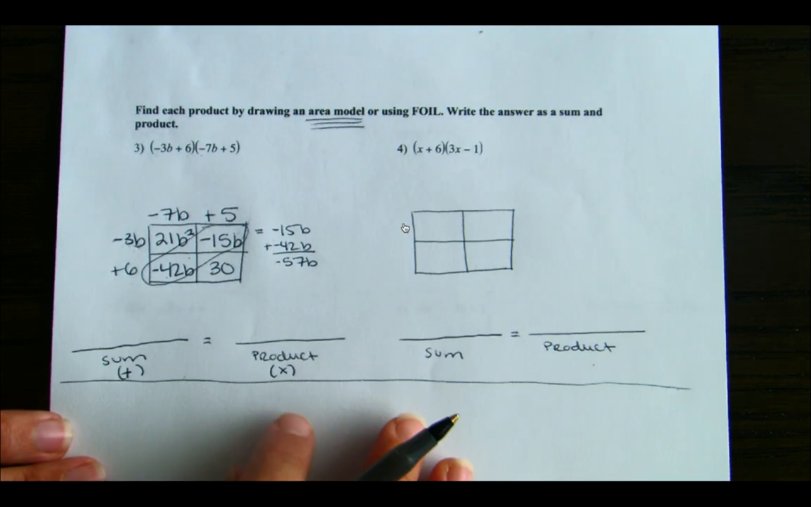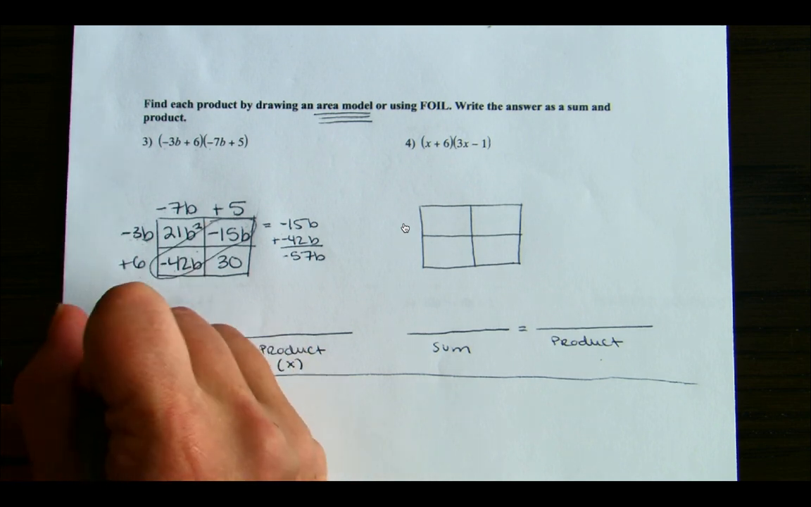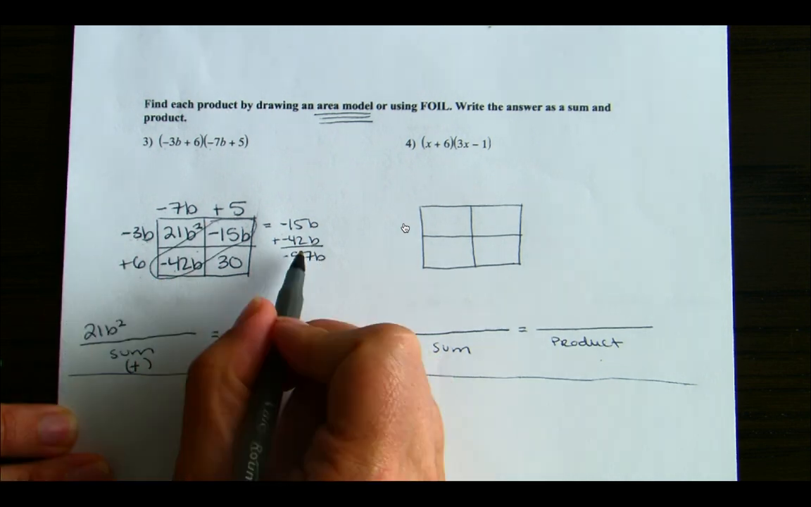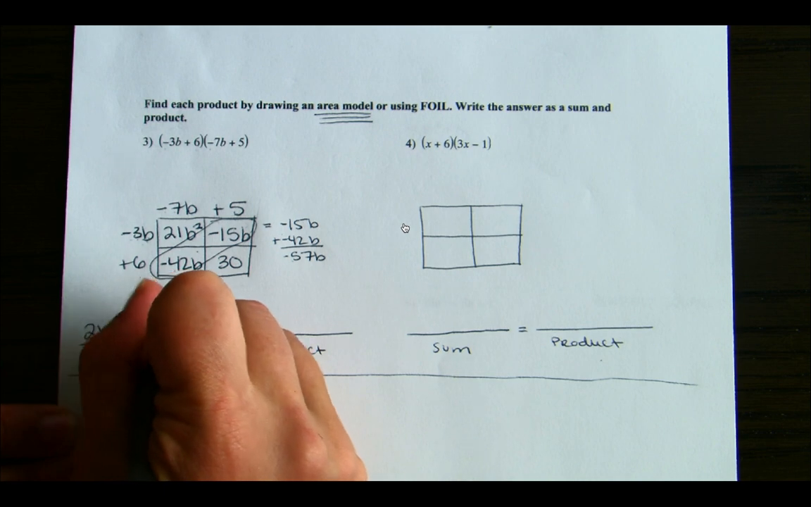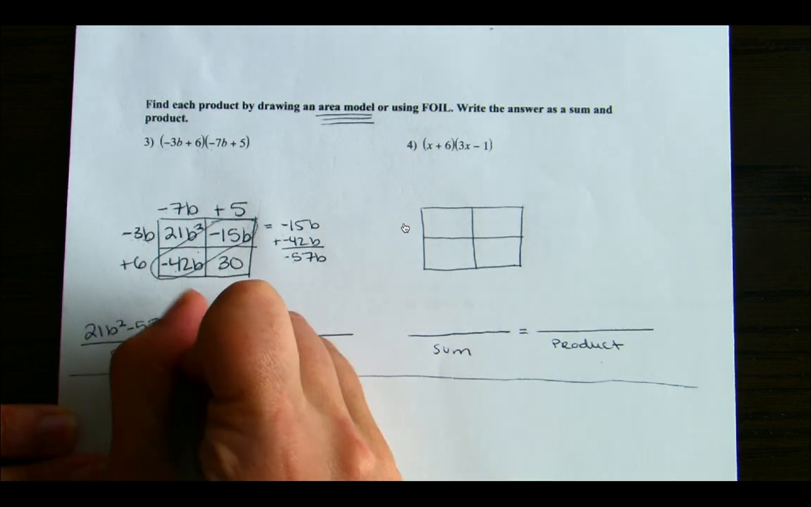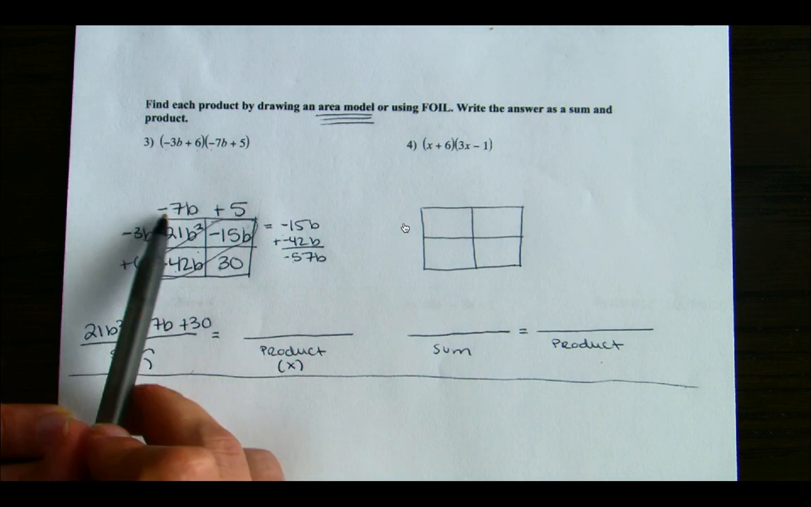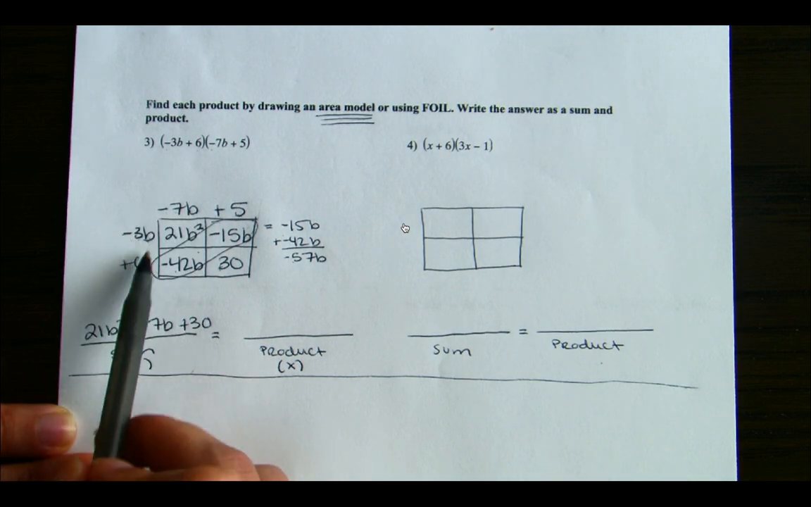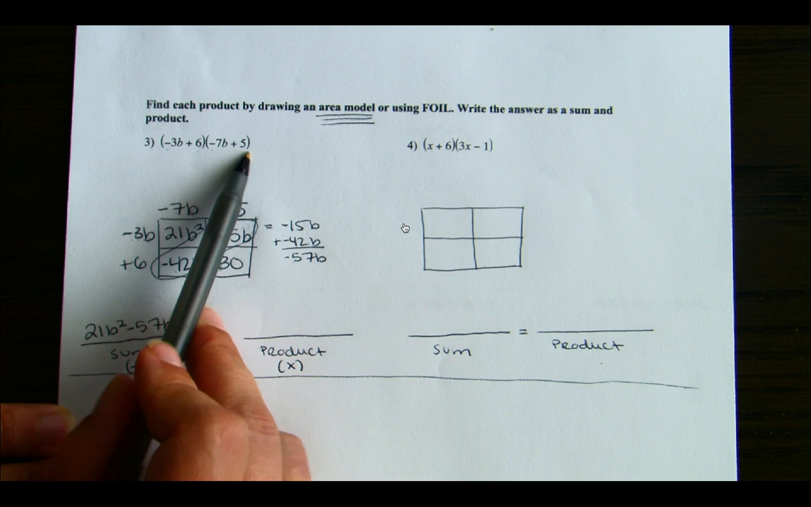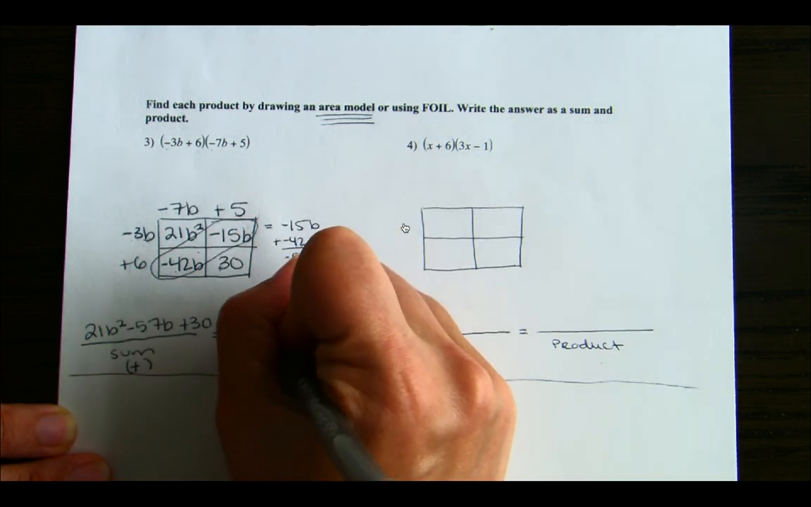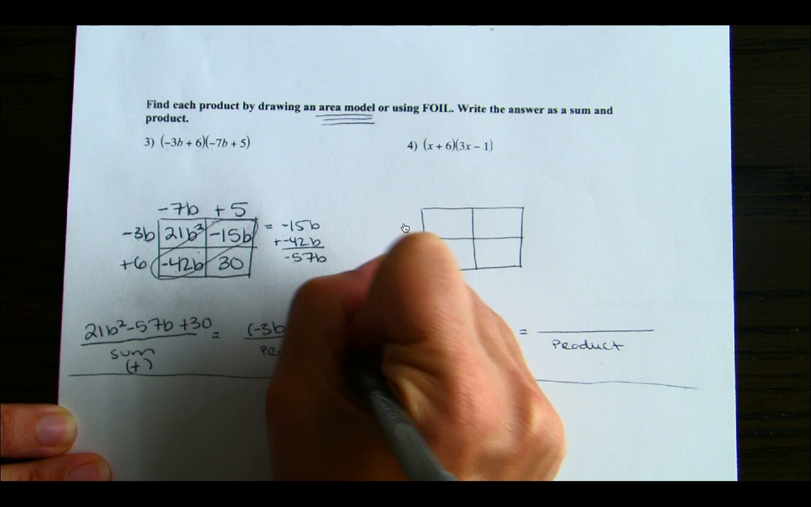So when I write it out as a sum, it's 21b squared minus 57b plus 30. That's my sum. My product is what's on the outside, so my length and my width. Or you can see it's literally just copying everything right here. So my length times my width.